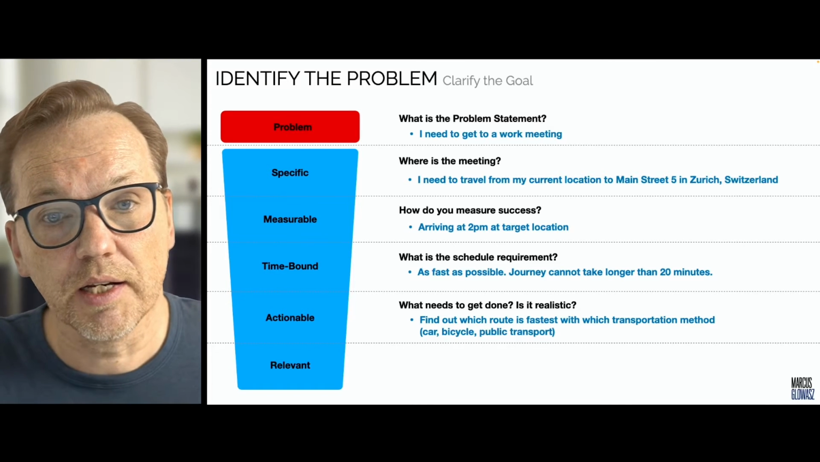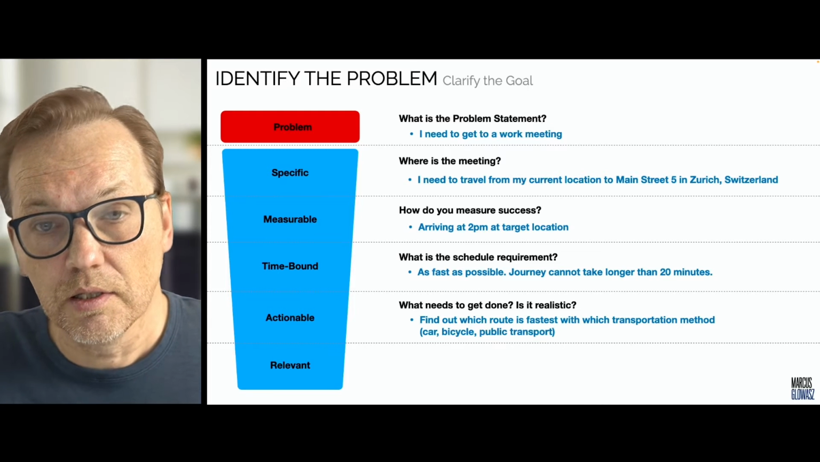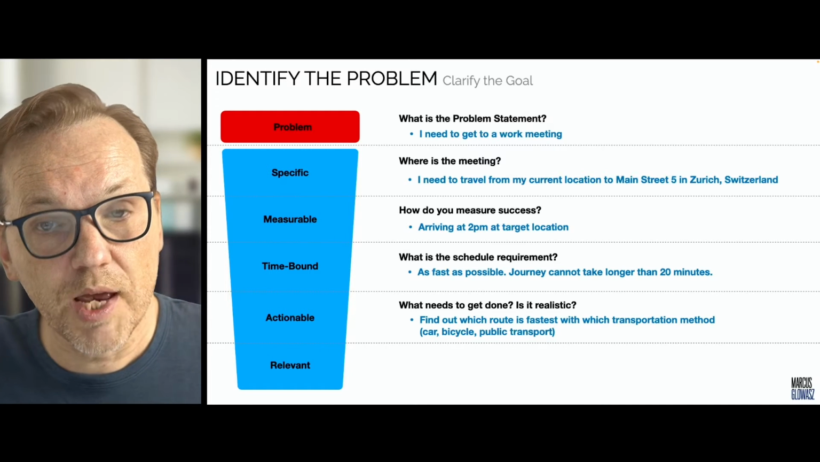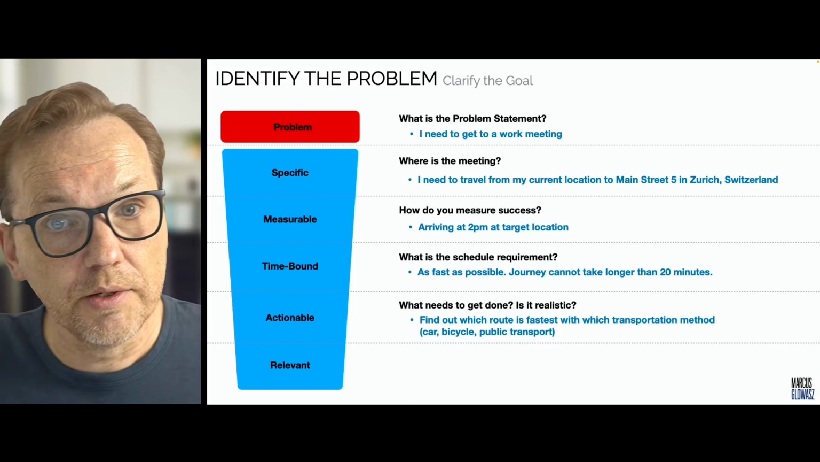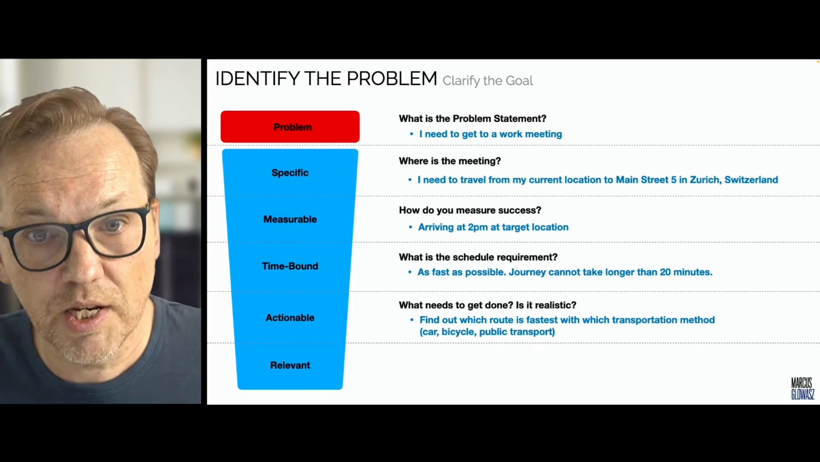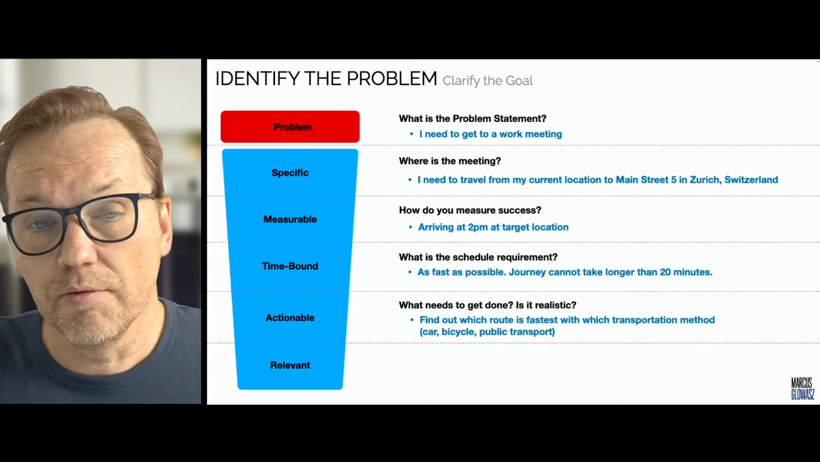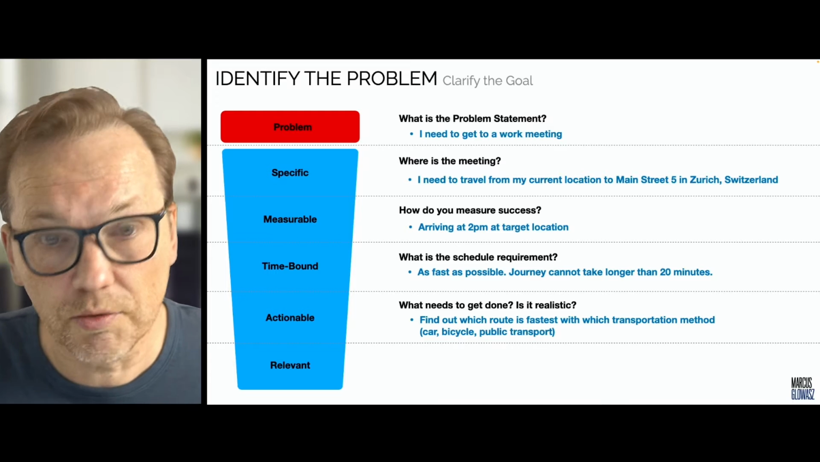So in this particular case, we want to find out which route is the fastest to arrive at 2 p.m. at the target location. And maybe we actually have different means of transportation that we should consider, because public transport may be even faster than going by car, right? For example.